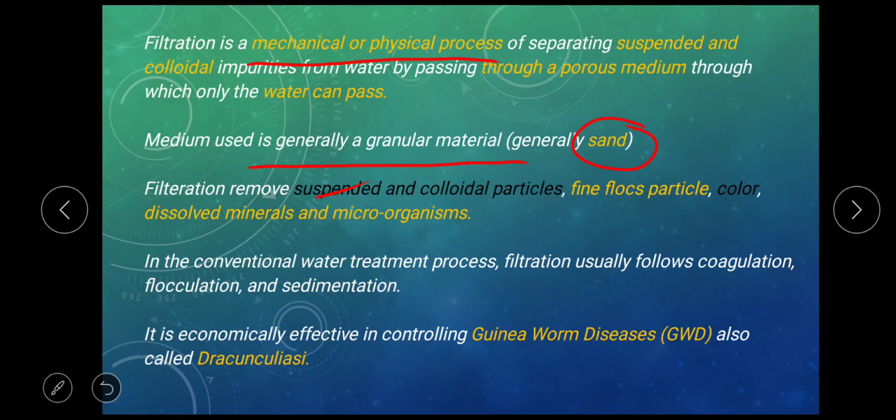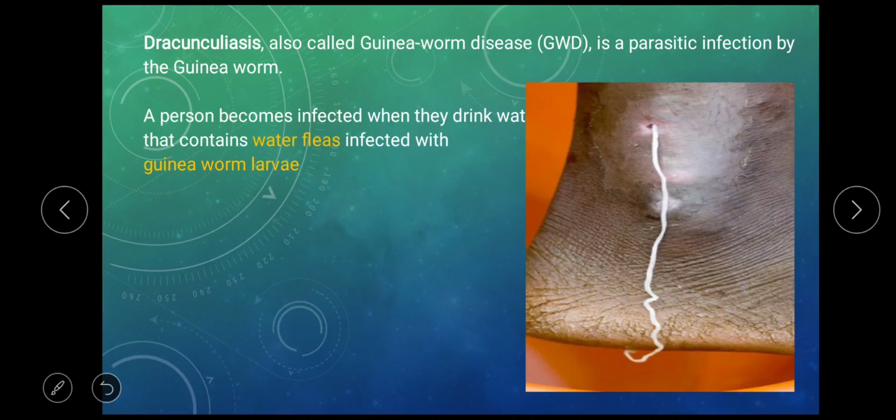Now, in a conventional water treatment plant, filter is always provided just after the primary sedimentation tank or sedimentation aided with coagulation. So filter is always provided after the sedimentation tank. It is economical in removing or controlling guinea worm disease, also called dracunculiasis. Now, this disease is mainly caused by the guinea worm. A person becomes infected when they drink water that contains water fleas infected with guinea worm larvae.